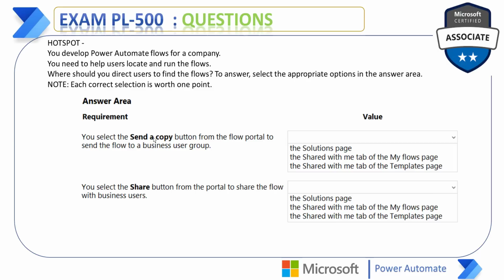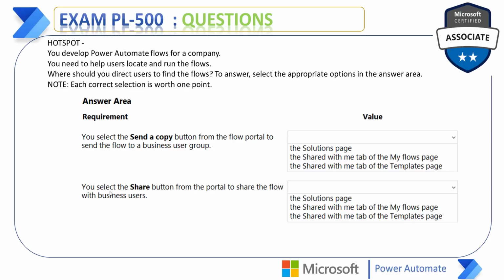Which one is correct? There you can say I'm going to use the send a copy button, right? In that case, it will be in the Templates page. The correct value is the Shared with me tab of the Templates page. That is the correct answer for send a copy.